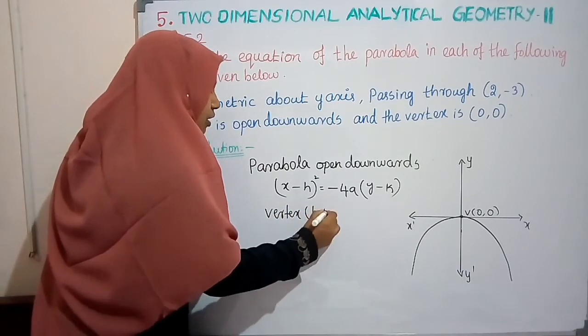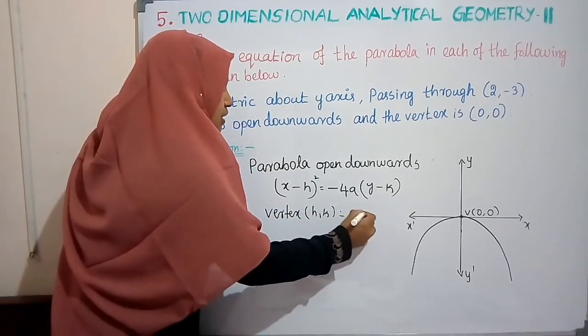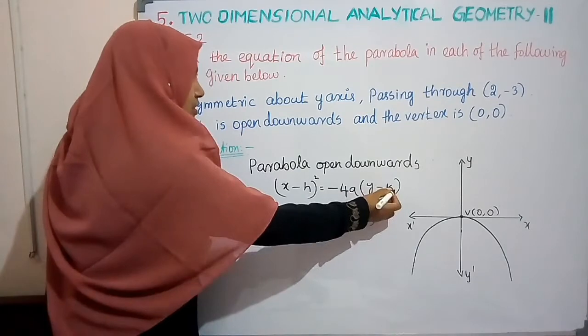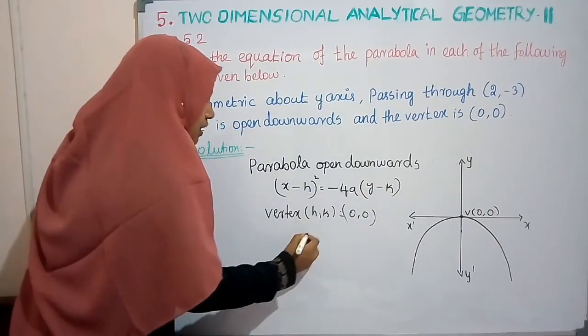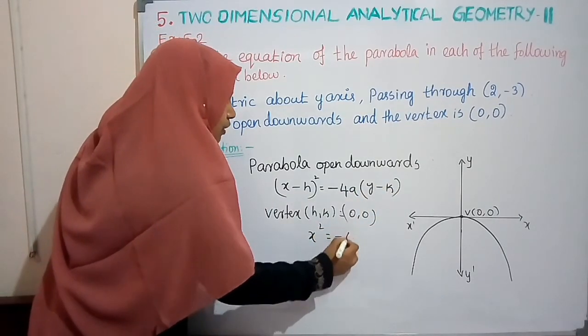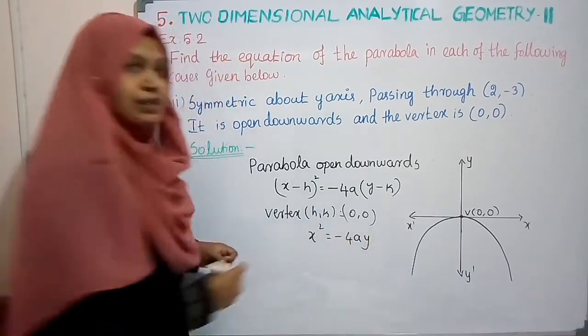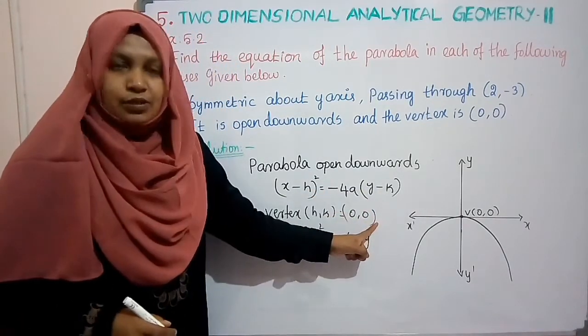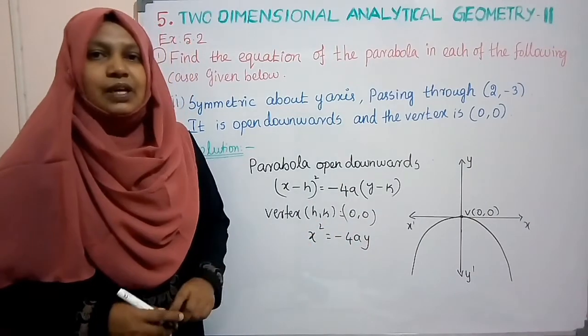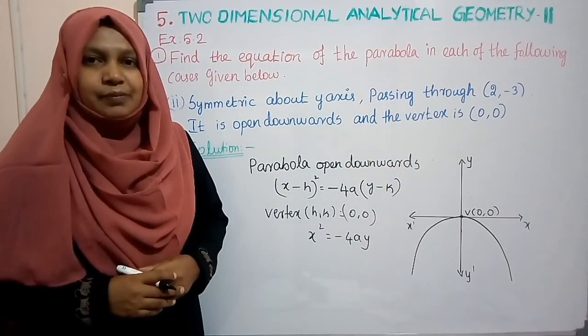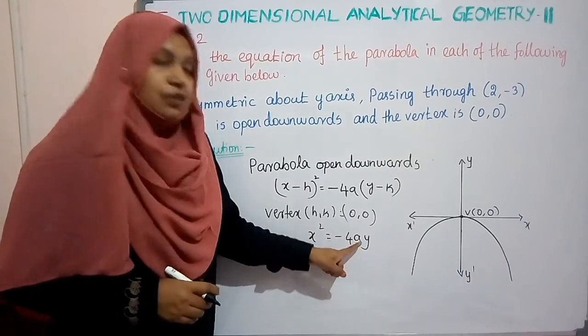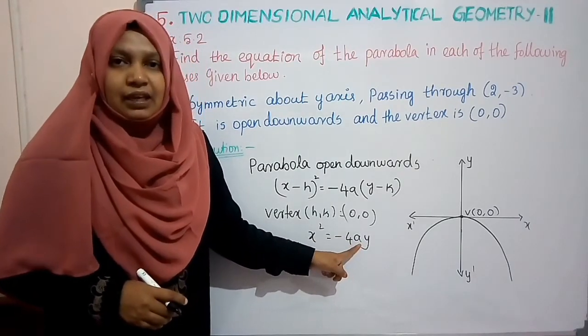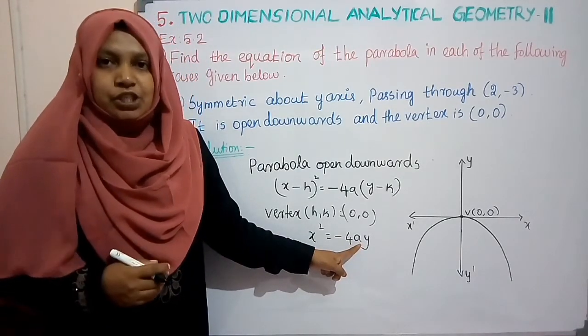Vertex h comma k is 0, 0. So h and k is 0, 0 means it becomes x square is equal to minus 4ay. When you substitute h comma k as 0, 0, the equation becomes x square is equal to minus 4ay. So in this equation, if you substitute the value of a, we will get the required equation of parabola.